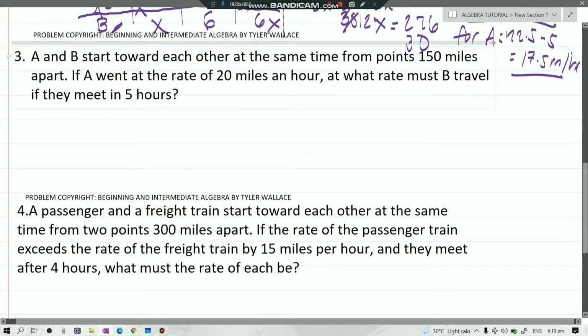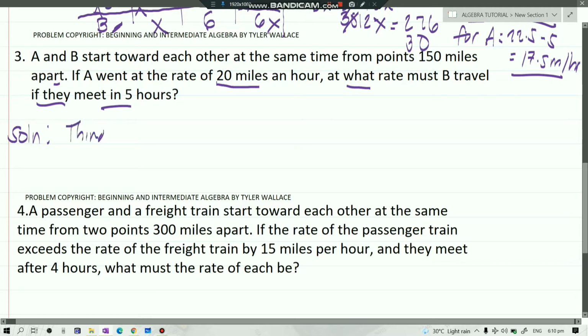Problem number 3. A and B start toward each other at the same time from points 150 miles apart. If A went at the rate of 20 miles per hour, at what rate must B travel if they meet in 5 hours? So, solution natin is, we have the things, we have the rate, we have the time, and the distance. So, A and B. Okay?